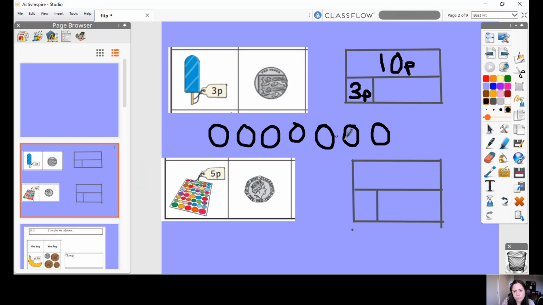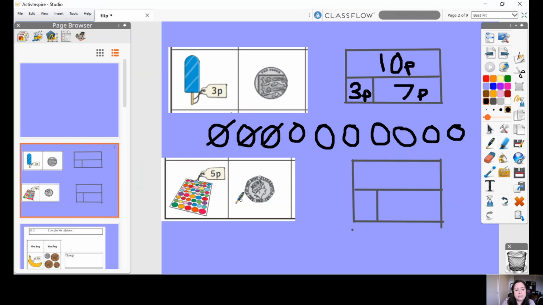Lost count now. 2, 4, 6, 7. Okay, there's my 10 pennies, and then you can get rid of 3 of them because those are the 3 that you've bought the ice lolly with. And then you can see how many you've got left, and that will tell you the missing number for here. 1, 2, 3, 4, 5, 6, 7. 7 pence change. And you should know 3 and 7 makes 10. 7 and 3 makes 10. And 10 take away 7 is 3. And 10 take away 3 is 7. Because we know those things, because we are amazing.